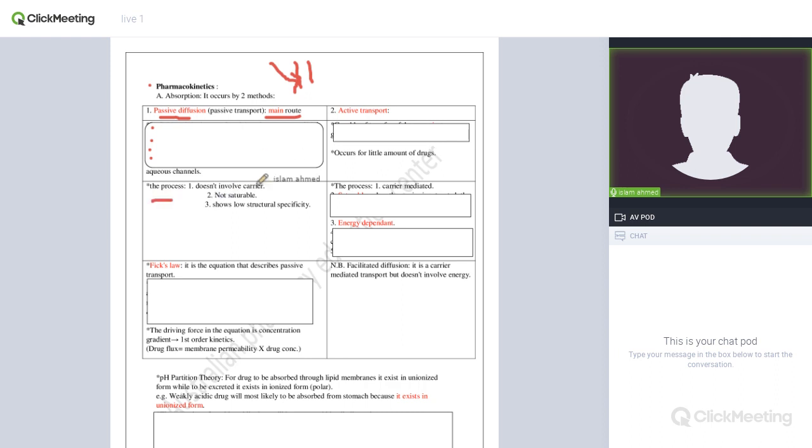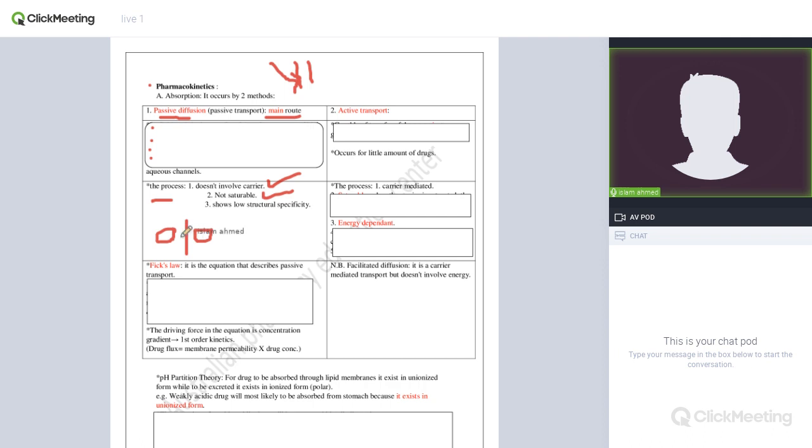So that process does not involve a carrier, and it is non-saturable. There is no saturation in that process, but there is an equilibrium. What's the meaning of equilibrium? If the drug at the absorption site and on the other side in the blood has the same concentration, the process will stop automatically. So we have high concentration here, low concentration here.